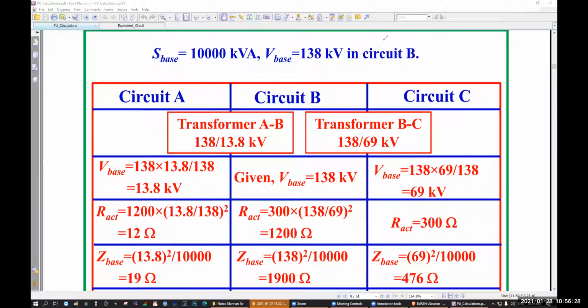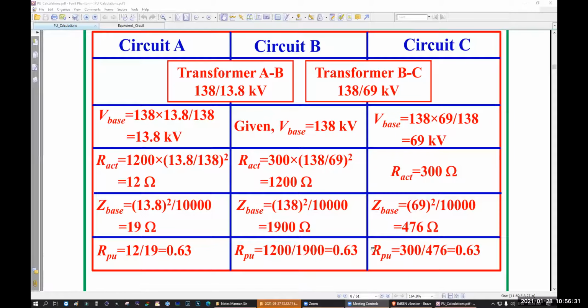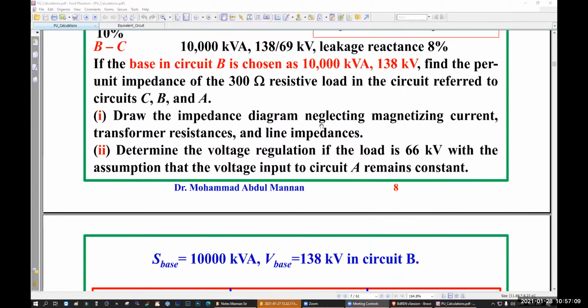Now, if you find out the per unit resistance, actual divided by base. Actual is 300, base is 476, so 0.63. 1200 divided by 1900, 0.63. 12 divided by 19, 0.63. That means no matter what side you are on, your per unit will always be the same, right? That is the beauty of per unit. So you do not have to worry about what the voltage is, what the base is, and a lot of things. Once you get the per unit, everything is the same. In every side, your per unit is the same. So that is actually one simple math.